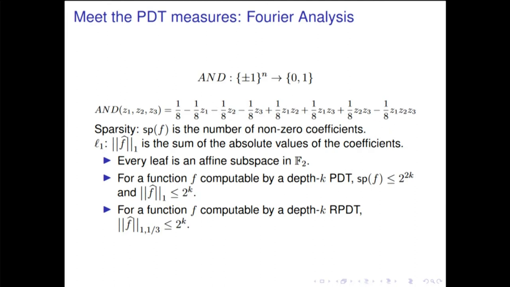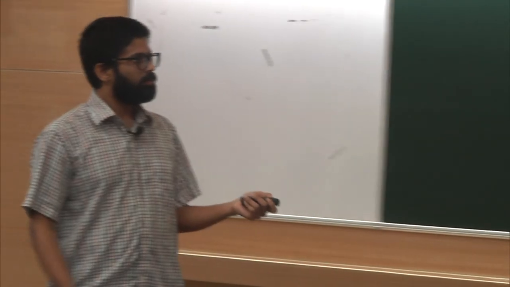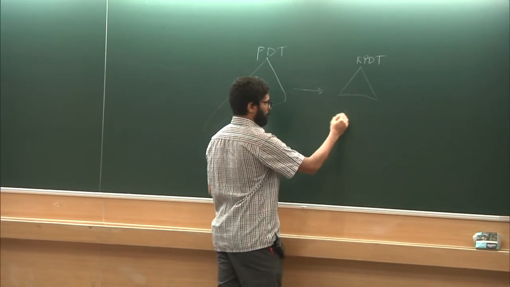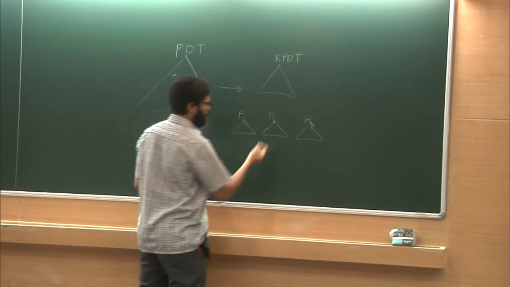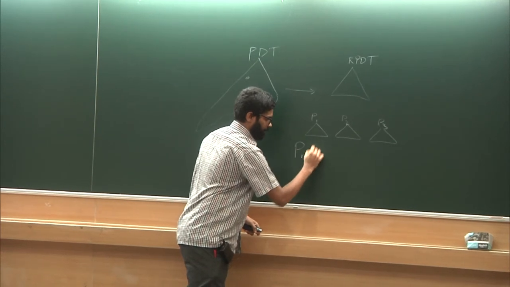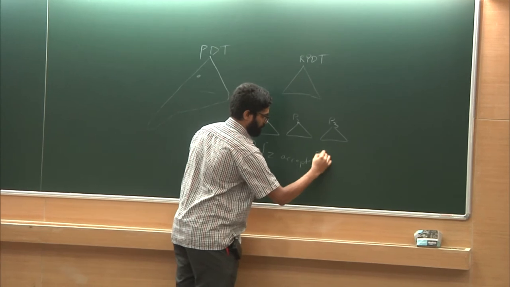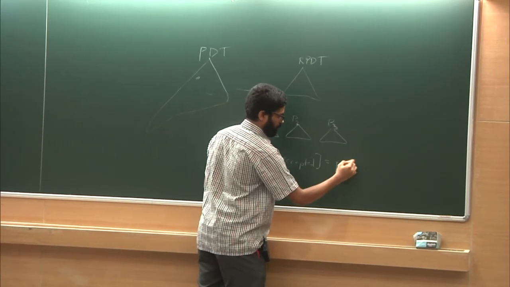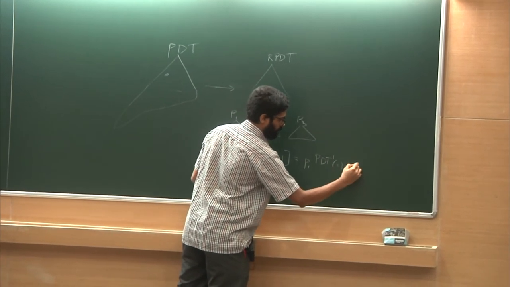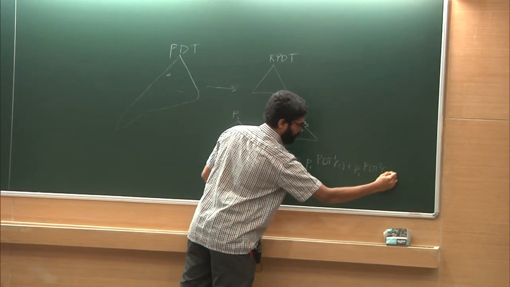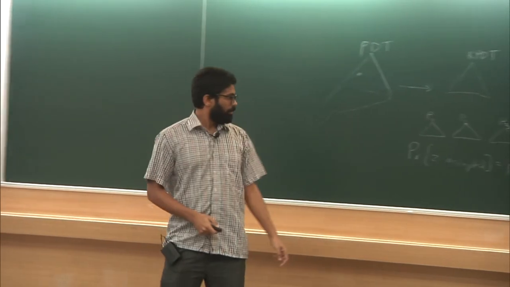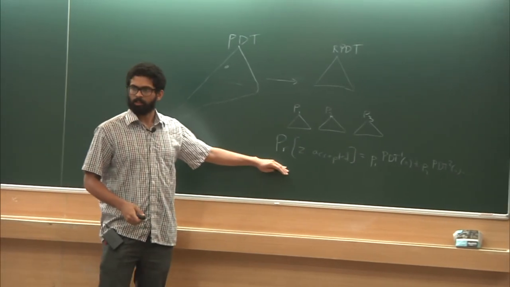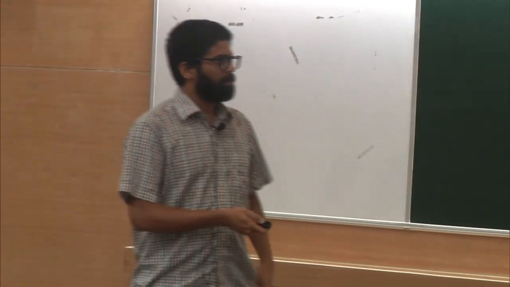And if it's computable by a depth k RPDT, an RPDT is just you first toss some random coins and then choose a parity decision tree. So it's a convex combination of PDTs. You could look at it as a distribution over many PDTs. This one is chosen with probability P1, P2, and P3. And the probability that Z is accepted is equal to P1 times PDT1 of Z, plus P2 times PDT2 of Z, and so on. And each of these has L1 norm at most 2 to the k. So this whole thing also has L1 norm at most 2 to the k. And it approximates the function that we want to compute, because the probability approximates the function, right? Is this clear? Cool. So again, we get an approximation lower bound.